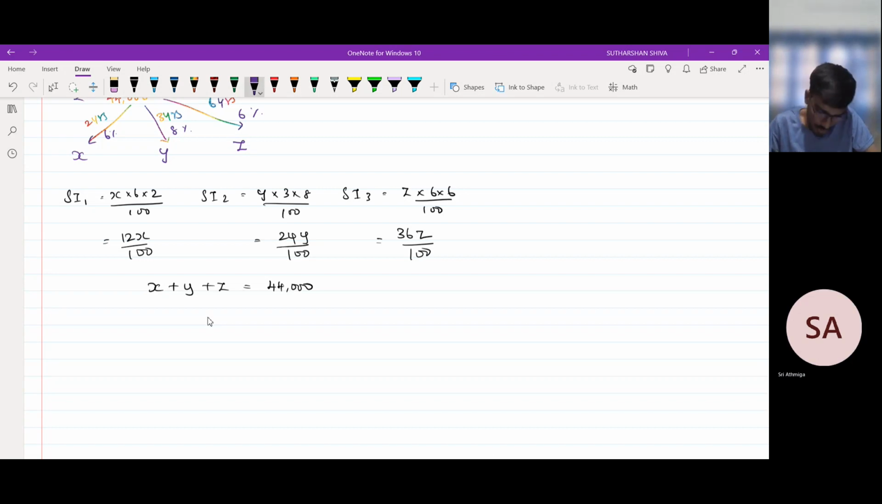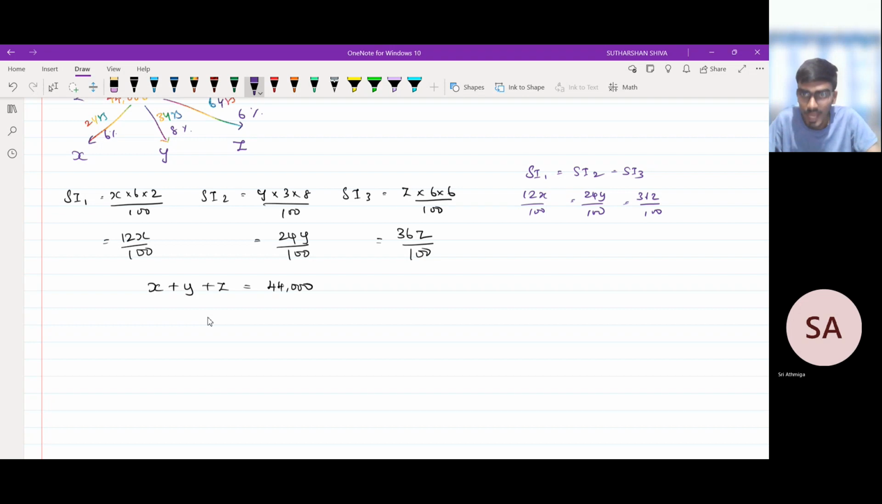So what I am going to do is this: simple interest 1 is equal to simple interest 2 is equal to simple interest 3. It is nothing but 12x by 100 equal to 24y by 100 equal to 36z by 100. The common 100 will get cancelled. If I want to make the base same, I will divide everything by 12. It means x is equal to 2y is equal to 3z. Are you getting this point?